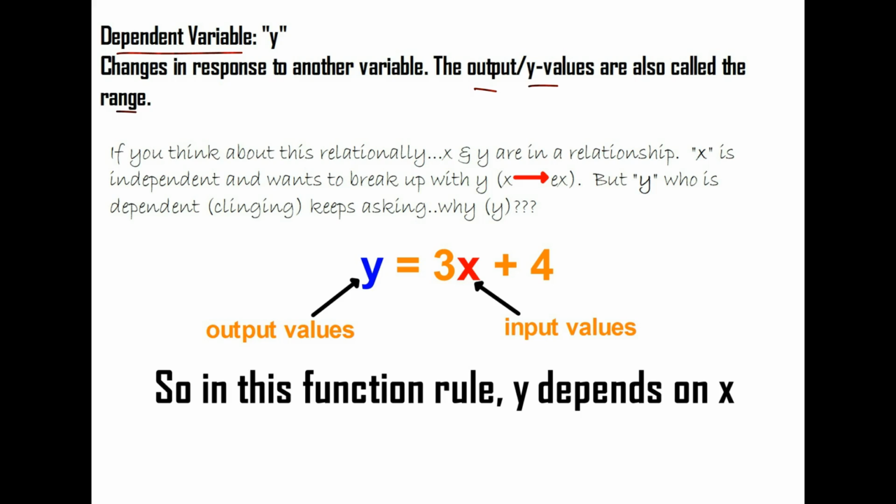All right, so if you think about this relationally, it's called a relation. X and Y are in a relationship. X is independent and wants to break up with Y. X means X. But Y, who is dependent, clingy, keeps asking, why? Why do you want to leave me? Why don't you want to be with me?